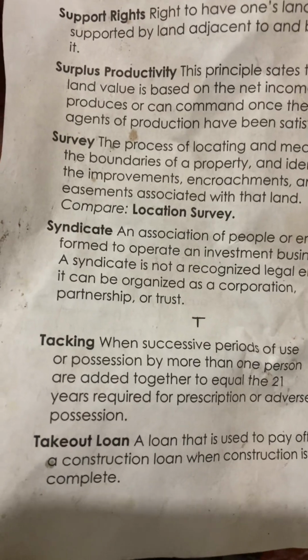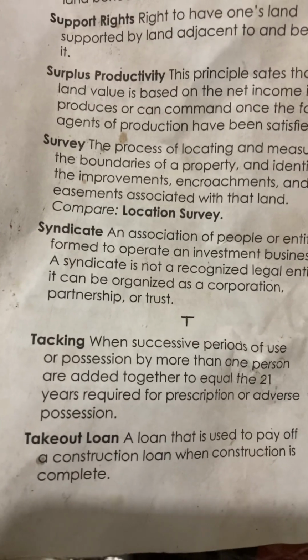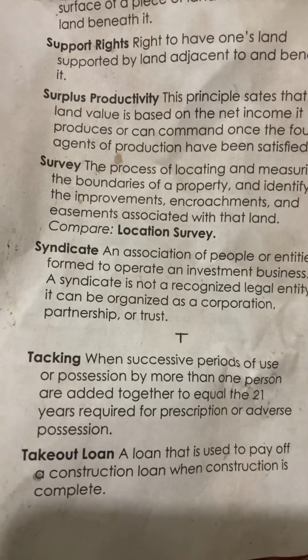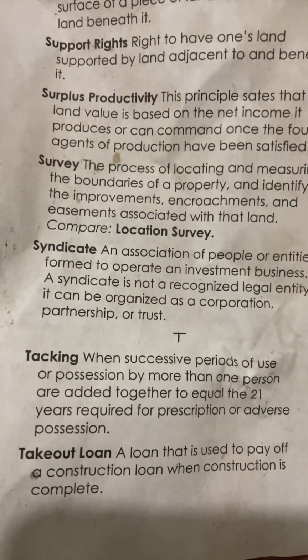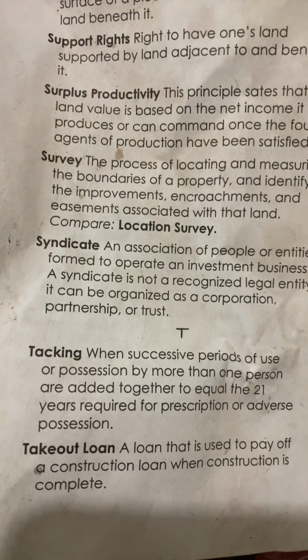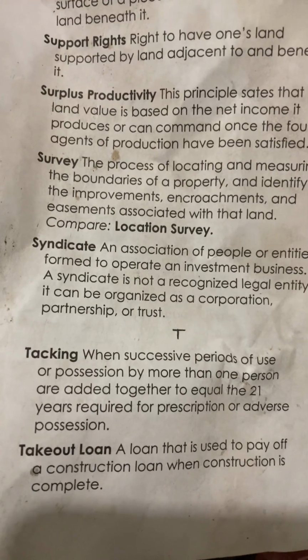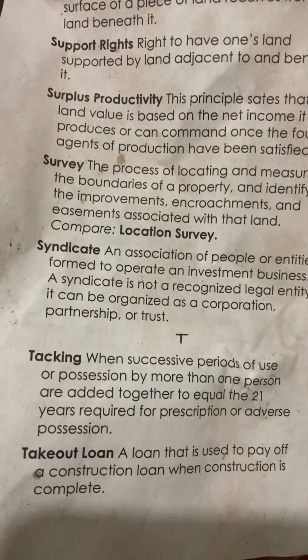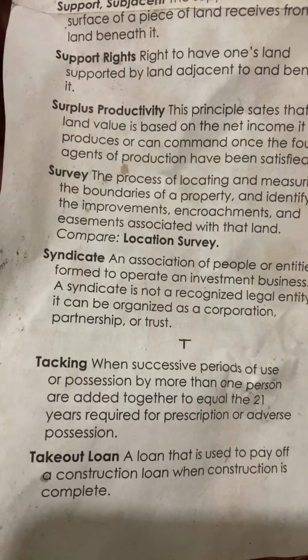T. Tacking. When successive periods of use or possession by more than one person are added together to equal the 2 years required for prescription or adverse possession.